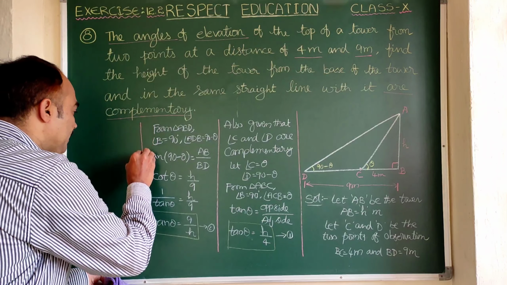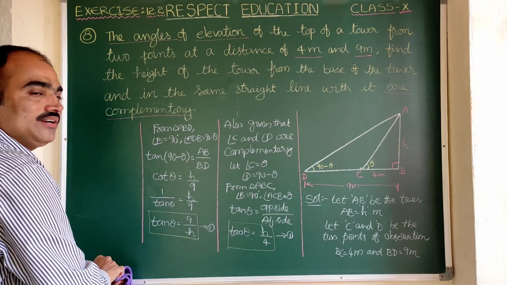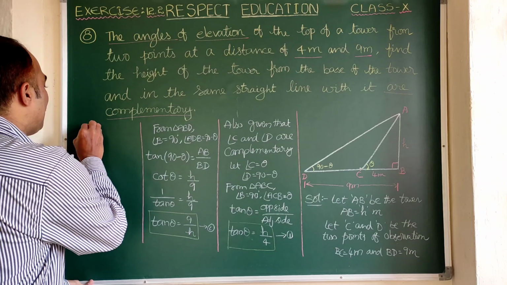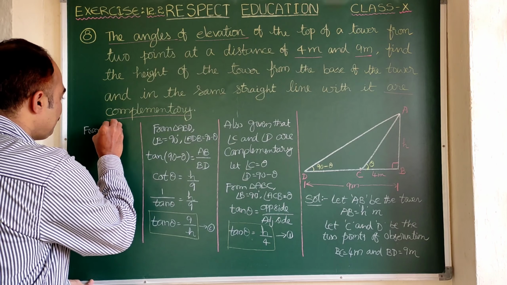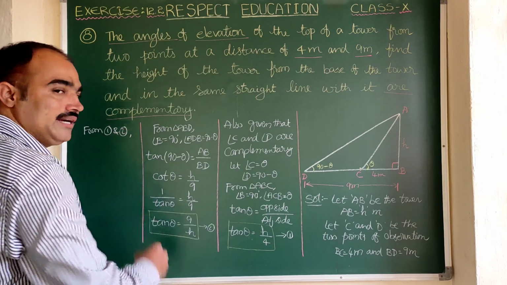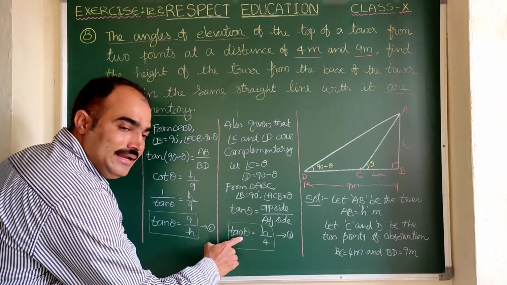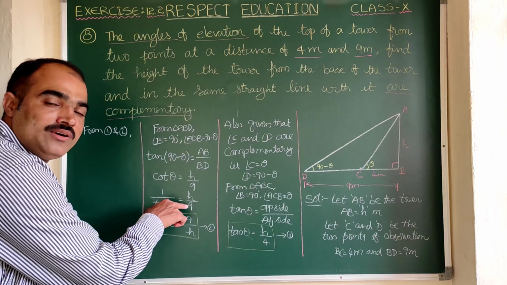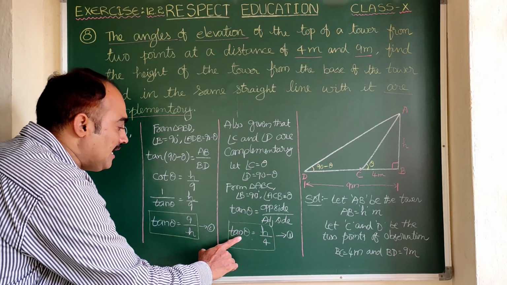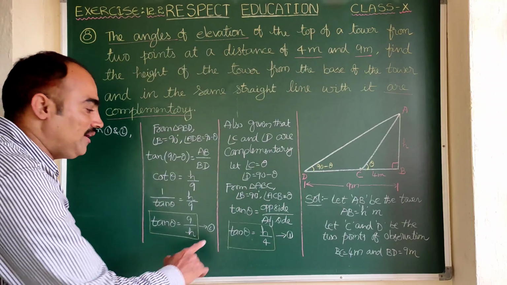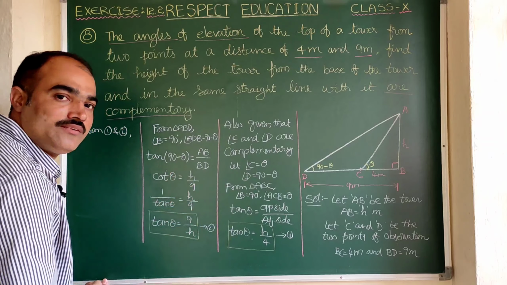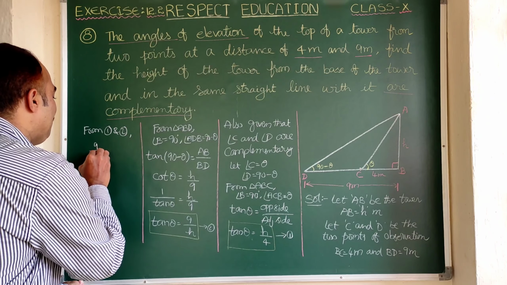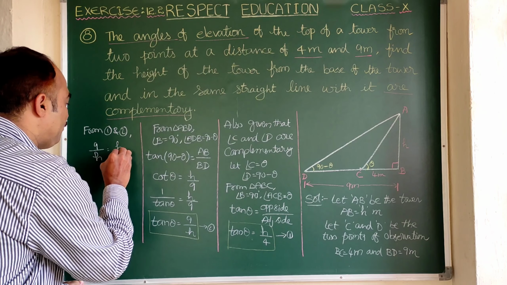Now let us compare both the equations 1 and 2. So here we can write from 1 and 2. Observe carefully. Here tan theta is equal to h by 4. Here, the same tan theta is equal to 9 by h. Since the left hand side parts are equal, we can make the right hand side parts also equal. So 9 by h is equal to h by 4.